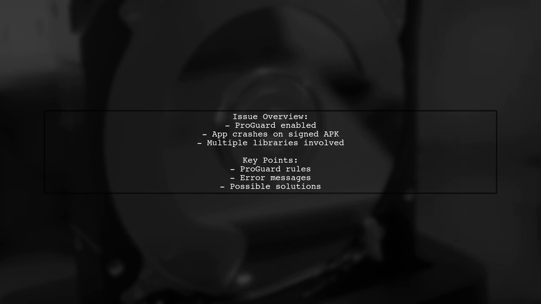The viewer has set ProGuard to true in their app, but after importing multiple libraries, the app crashes upon generating a signed APK. They've tried various ProGuard rules to keep class names, but the errors persist. Let's explore what might be going wrong.